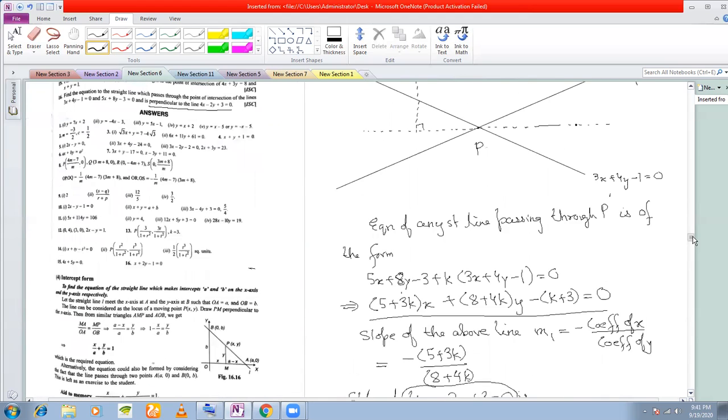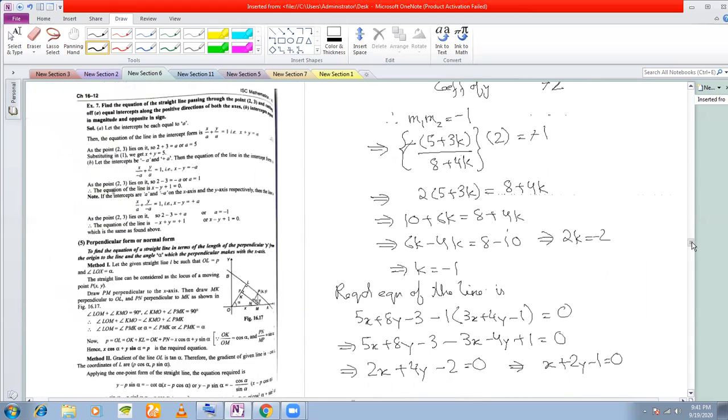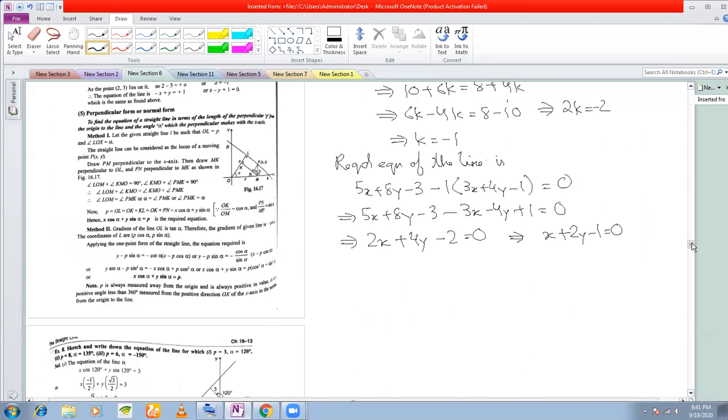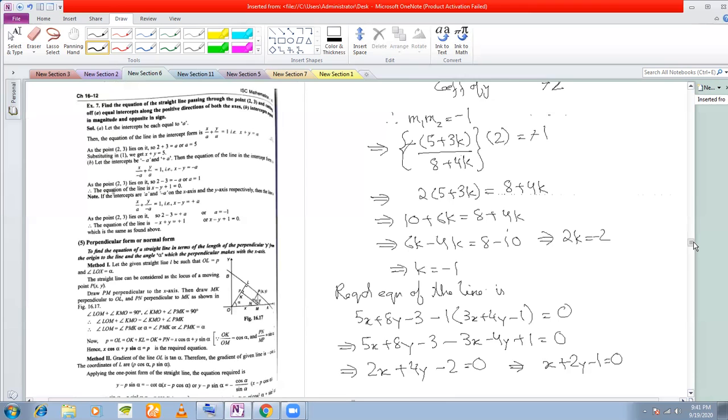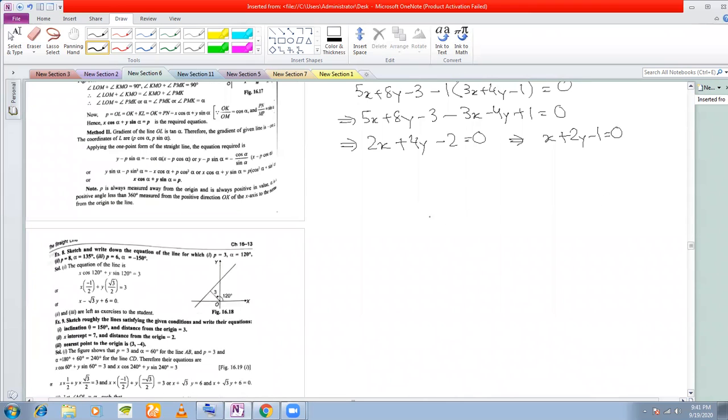Okay, fine. So now what we come to here is, we have only got 2-3 minutes left. I'll just show you what intercept form means. The second part, intercept form of a straight line. Now, what do you mean by intercept form? Intercept form of a straight line is x by a plus y by b is equal to 1.